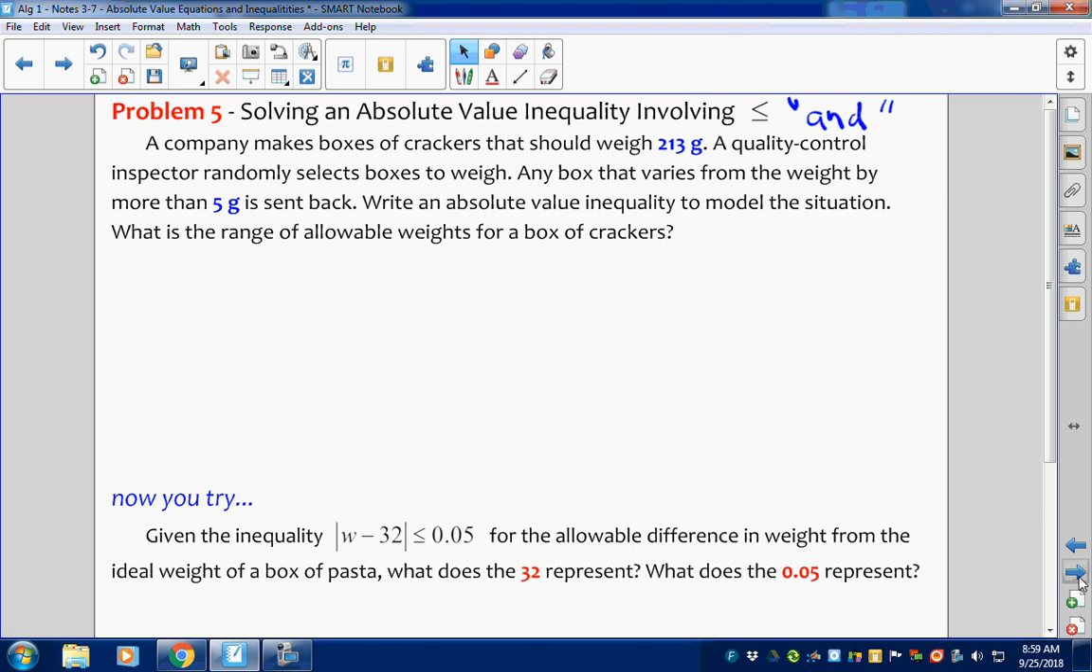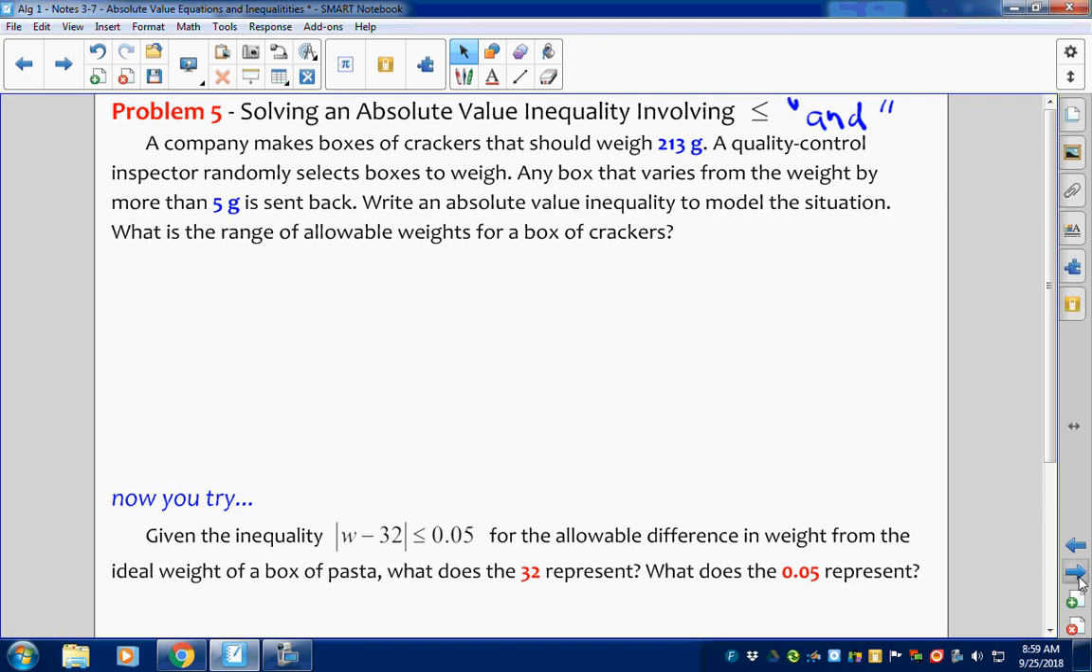It says a company makes boxes of crackers that should weigh 213 grams. So that might be what's stated on the box of crackers. It says 213 grams. Well, there's going to be a little bit of variation from box to box. And they usually allow for a certain amount of tolerance. Like they could be a few grams above, a few grams below, and that's okay. If it's too many grams above on a consistent basis, the company is going to lose business, right? I mean, they're losing money.